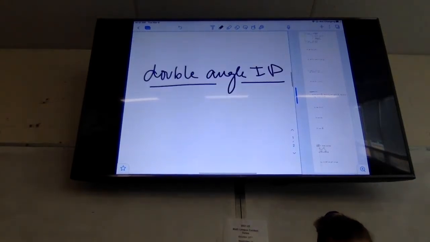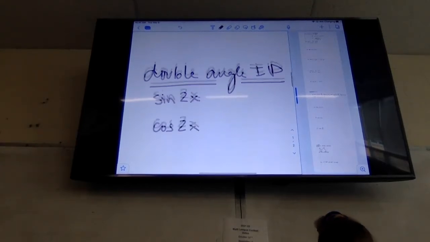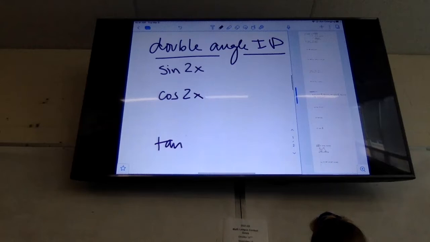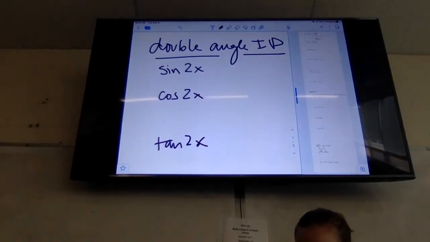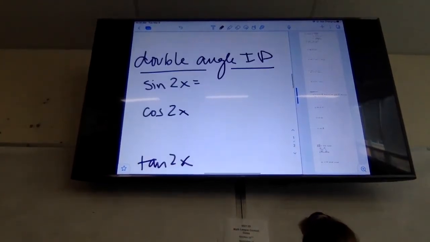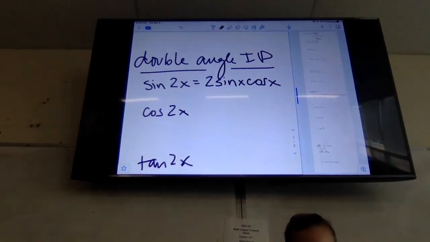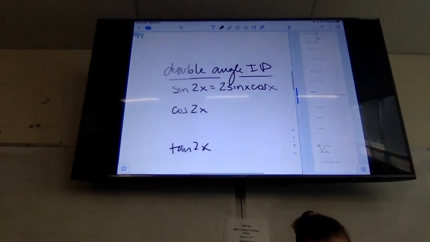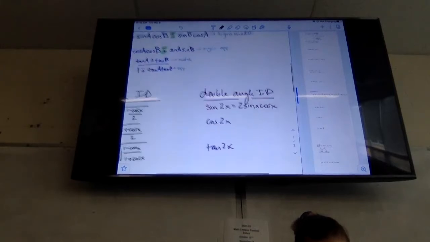Double angle theorems are if I'm doing sine of 2 times something, or cosine of 2 times something, or tangent of 2 times something. Sine and tangent are very similar to the sum and difference ones. Sine of 2x is the same thing as 2 times sine of x times cosine of x, which I want to kind of expand out.